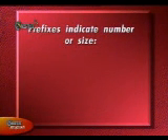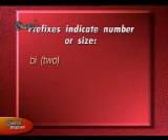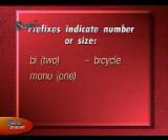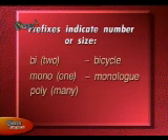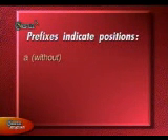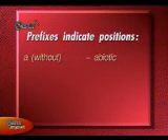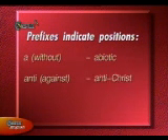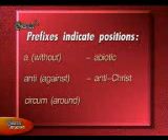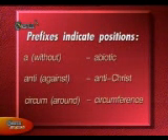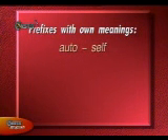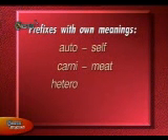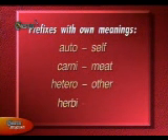Some prefixes indicate number or size, like bi for two, such as bicycle; mono for one, monologue; poly, many, polynomial. Some prefixes indicate possessions, like a for without, abiotic; anti, against, antichrist; circum, around, circumference. Other prefixes have their own meanings, like auto for self, carni, meat, hetero, other, herbi, plants.